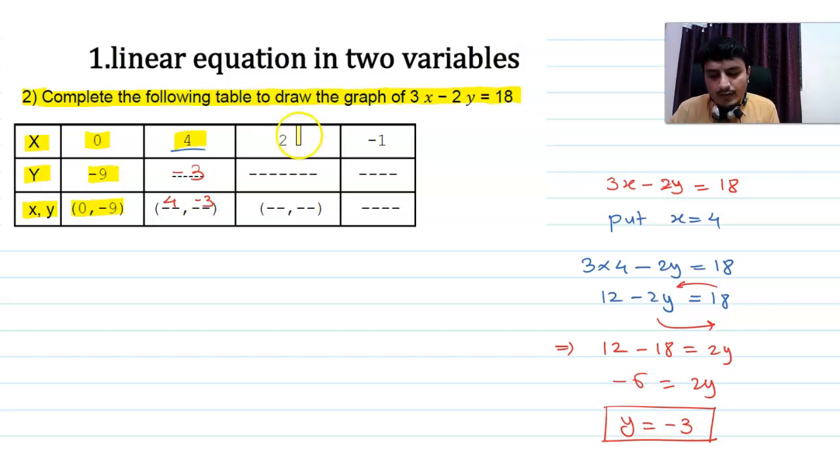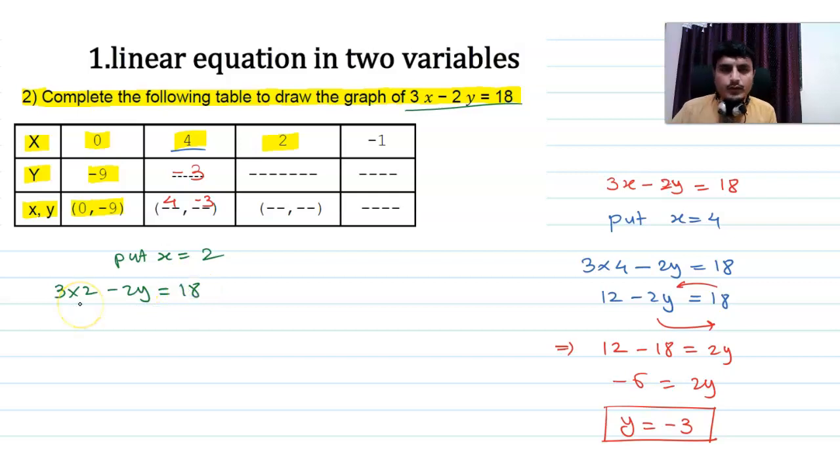Once our value of x is 2, we have to evaluate the value of y. So let us put x equal to 2 in the given linear equation in two variables. So we are getting 3 into 2 minus 2y equals 18. We all know 3 twos are 6. So 6 minus 2y equals 18.